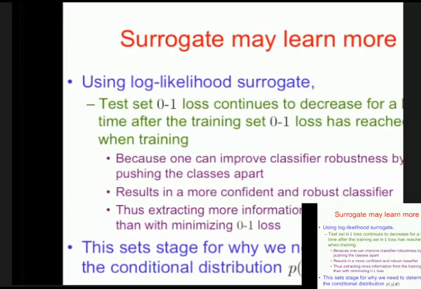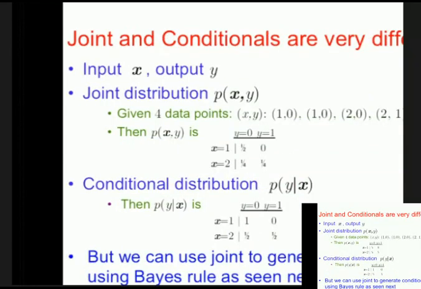So this sets the stage for why we need to determine the conditional distribution P(y|x). This is the starting point if you're fundamentally asking the question, why probability? And this sets the stage. From this point onwards, it's all about probability distributions. The entire field of GANs and so on is all about learning probability distributions of those faces or whatever other data set.